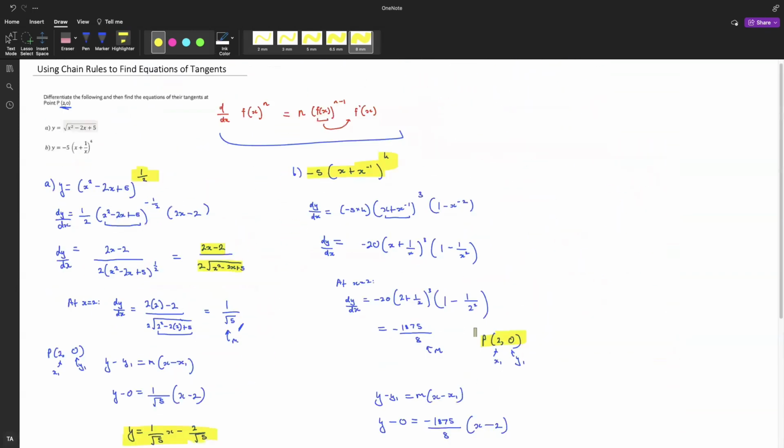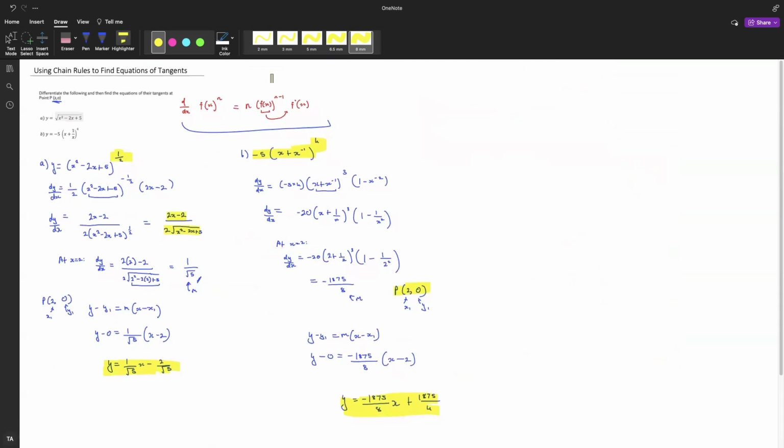Same thing as before, we're just applying the chain rule. And yeah, this is the key formula, I guess, that really helps with these sorts of questions.